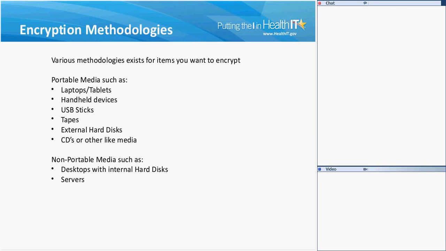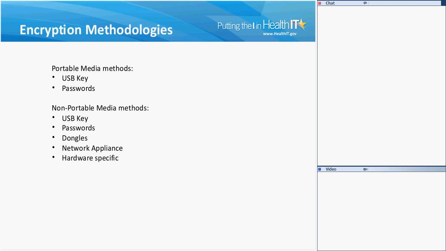Okay? So various methodologies exist for the items you want to encrypt, such as portable media, such as laptops, tablets, handheld devices, USB sticks, tapes, things like that, and non-portable media, such as desktops with internal hard disks or servers. These are things that are usually bolted down or don't really move around so much. So for portable media, a method would be a USB key. They can just be password protected.